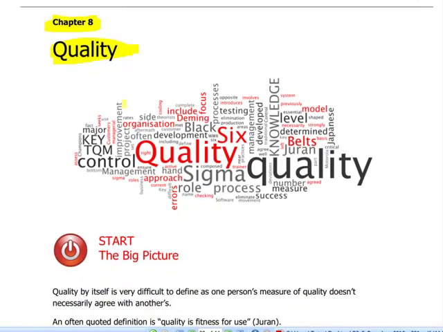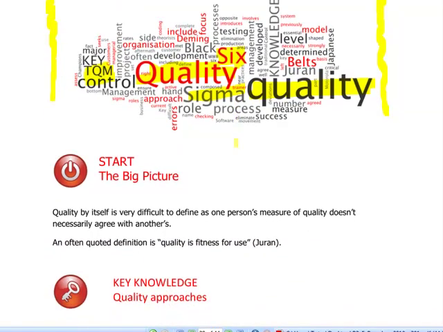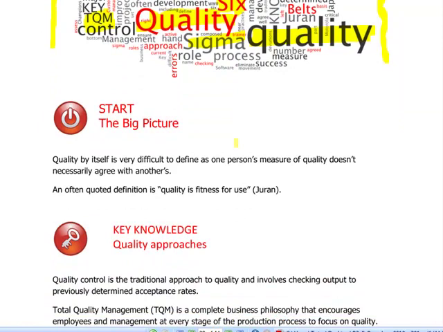Okay, so it's a new chapter. Chapter 8, Quality. We've got our usual word cloud at the start of the chapter, and as you would expect, the word quality is quite dominant in this. We also have things such as TQM, Six Sigma. So we're going to be looking through all of these as we go through this. First of all though, let's have a quick look at the big picture.